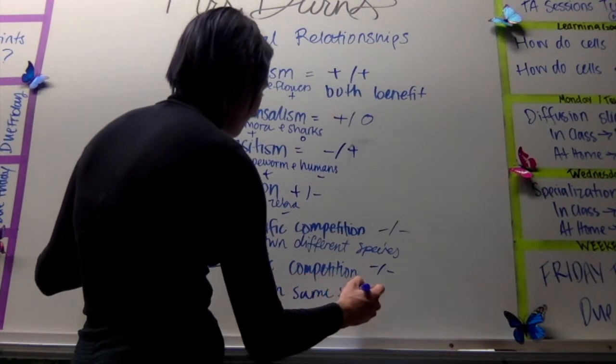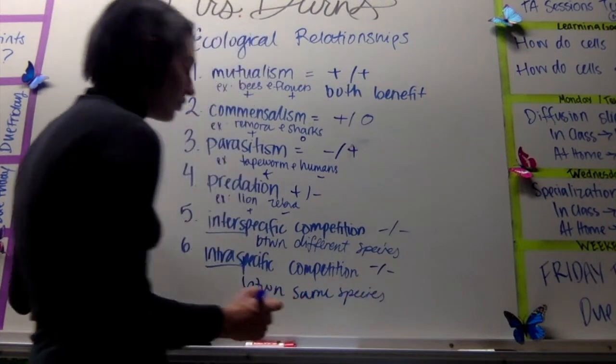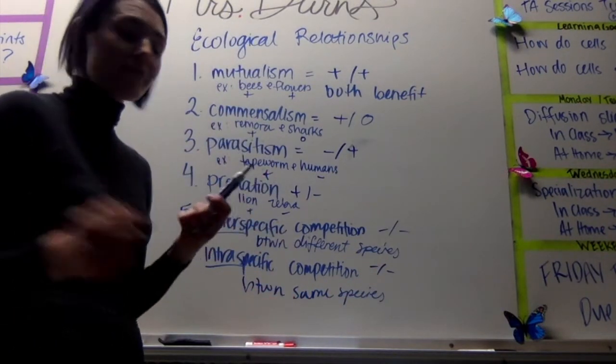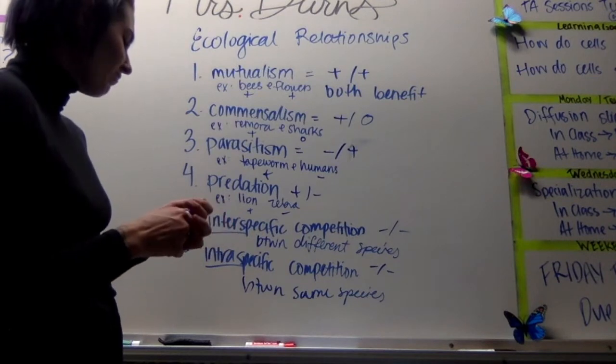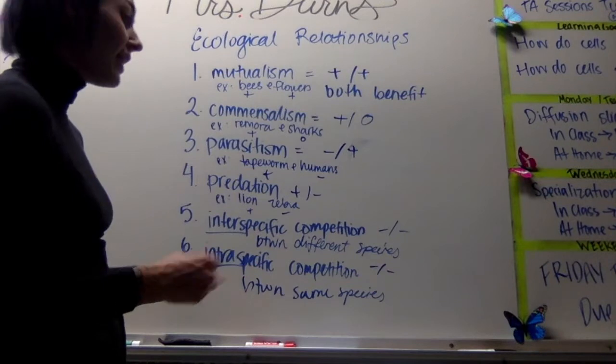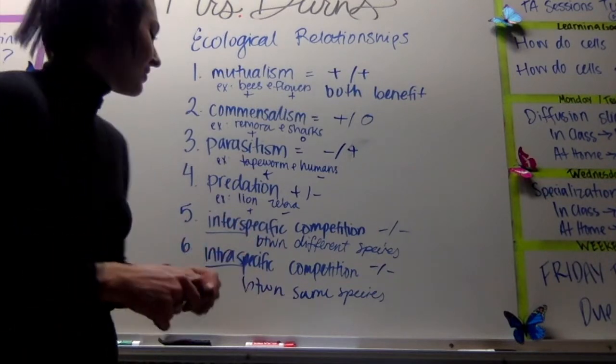So this would be like two reindeer. Two male reindeer are fighting against each other for access to all the females. So they're competing against each other. They're two of the same species. Or kangaroos. They're fighting against each other once again, just trying to get access to the females.